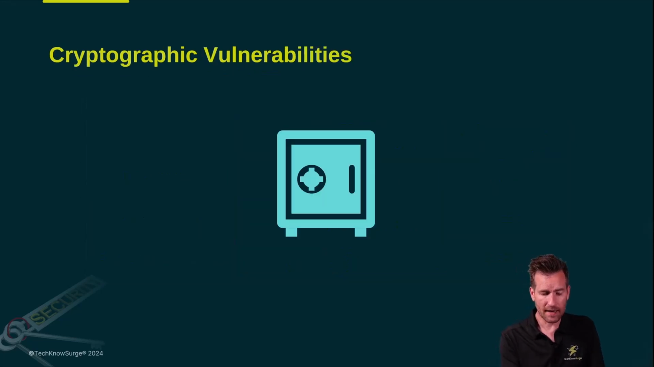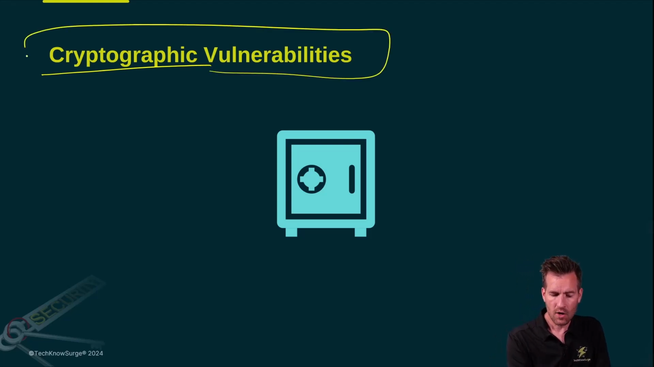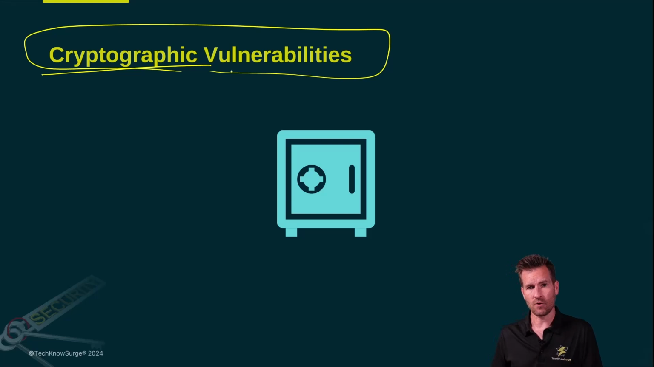We also implement cryptography to secure our data, to encrypt our data, to make sure that data is secure. However, if we're choosing the wrong ciphers or we've implemented it wrong, then it has vulnerabilities as well. So we can have cryptographic vulnerabilities.